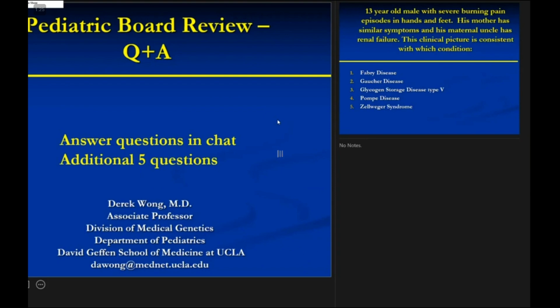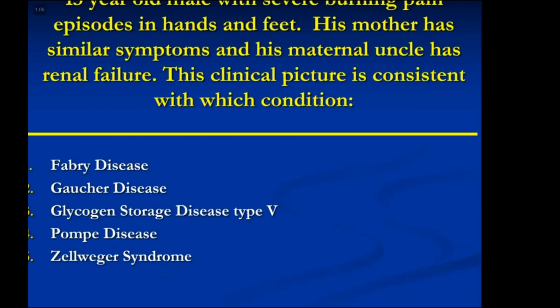Okay, so severe burning pains in his hands and feet. His mother has similar symptoms, and his maternal uncle has those symptoms as well as renal failure. This clinical picture is consistent with which condition? Okay, so we have these 5. I'll give you a few seconds. And actually, I'm going to do the discussion before we see the answer.